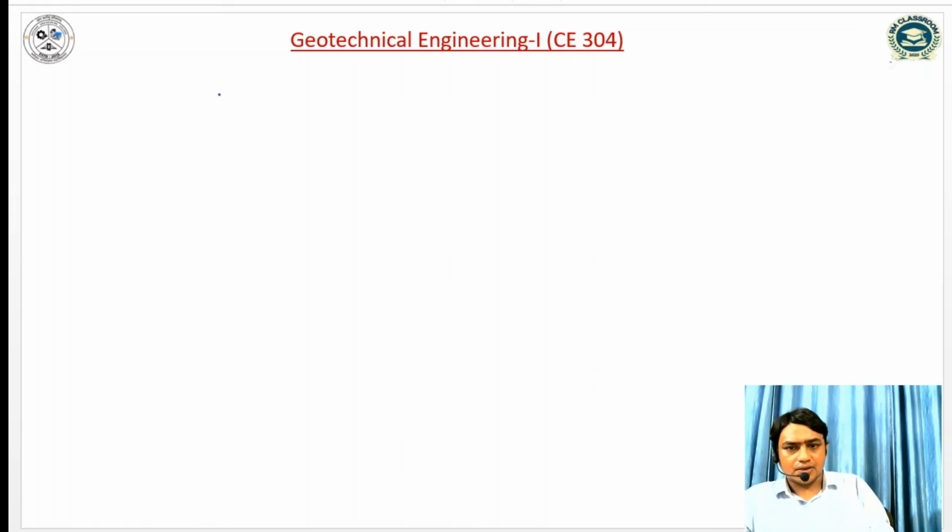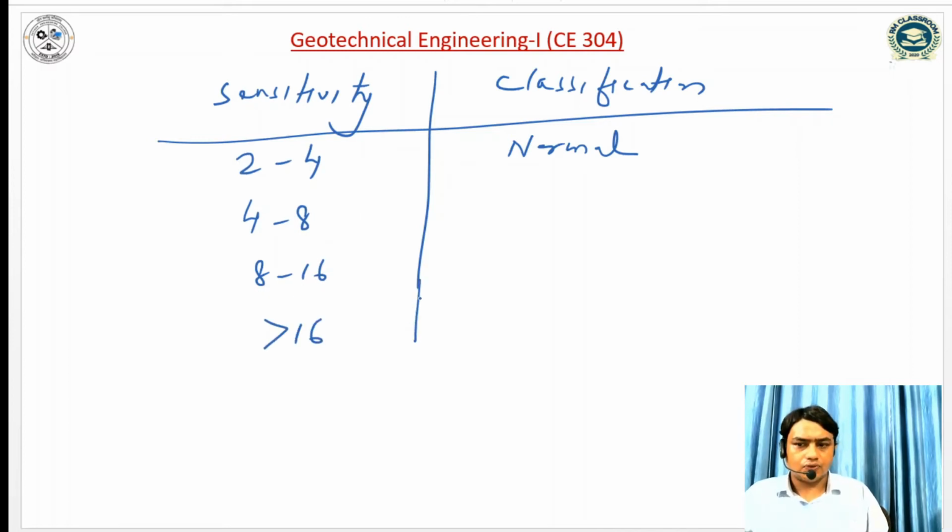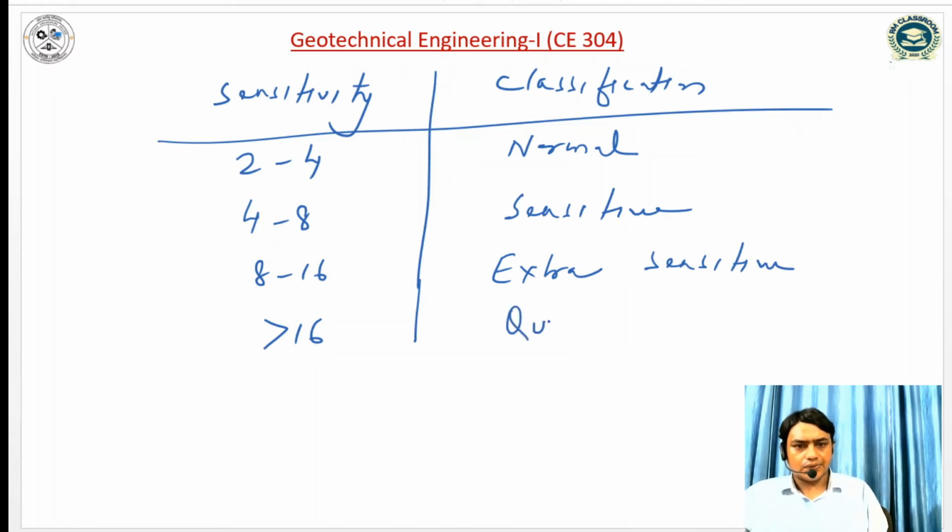Now if I classify sensitivity: if the value is 2 to 4, then it is normal; 4 to 8, sensitive; 8 to 16, extra sensitive; and greater than 16, it will be quick.